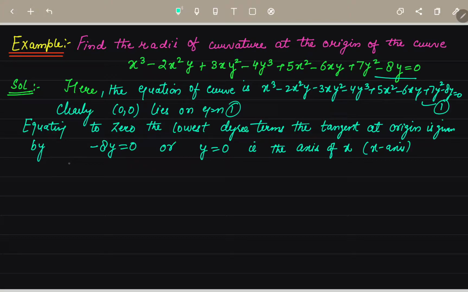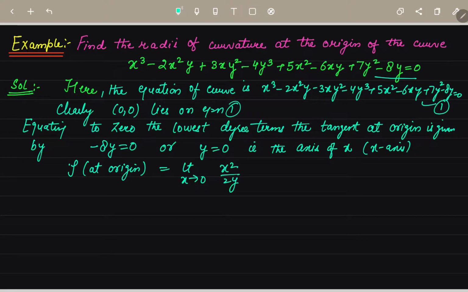Okay, so now we have to find the radius of curvature, that is we will write rho at the origin is given by the formula, and we know this formula, that is limit x approaches 0 of x square by 2y. Okay, so now we have to use this formula. So basically now what we will do, from equation first I have to divide equation first by 2y, so that I can make this type of expression, that is x square by 2y.